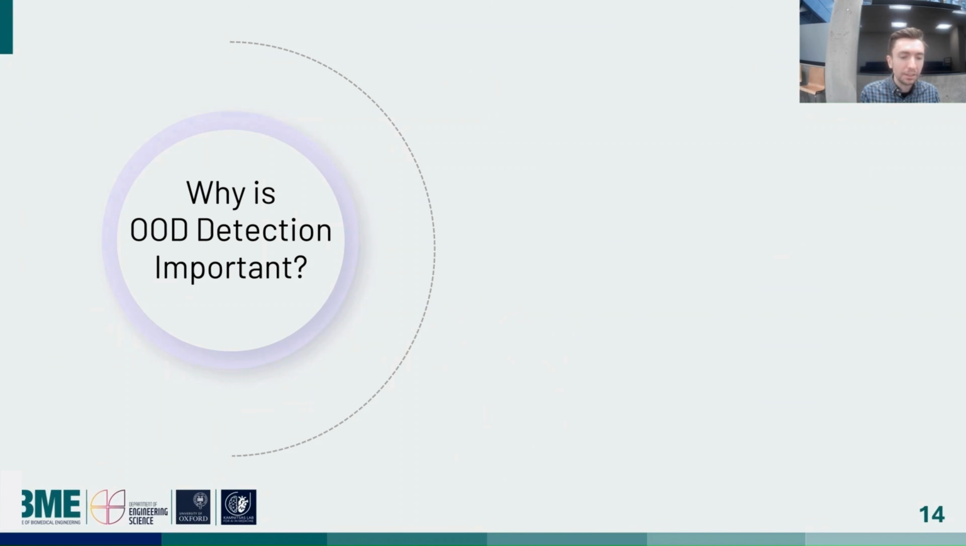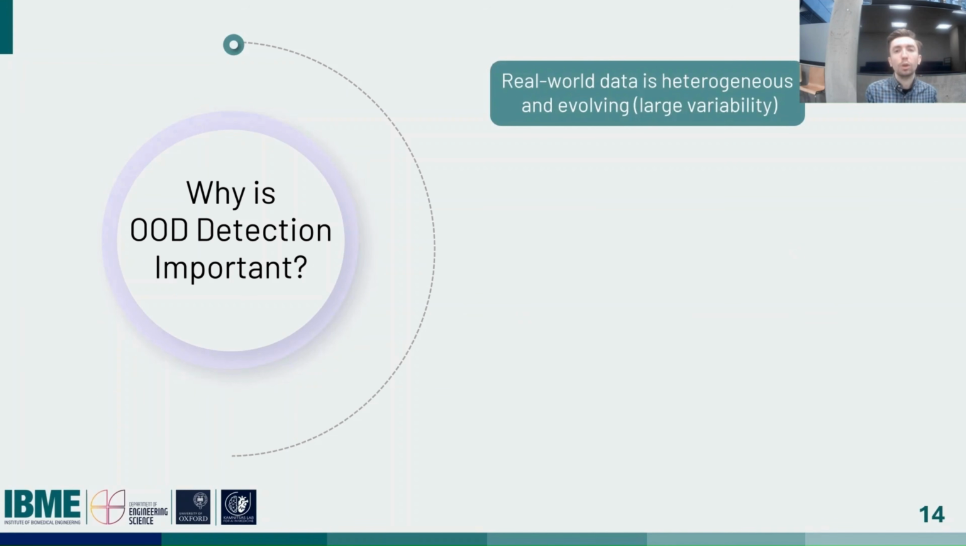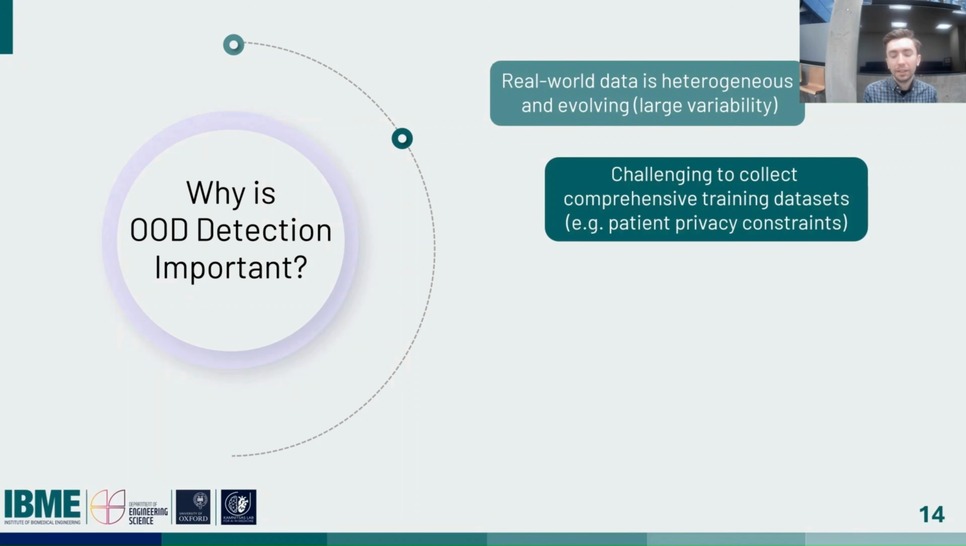So why is outer distribution detection important in medical image analysis? Well, real-world data is heterogeneous and evolving. In clinical settings, there can be large variety in patient demographics, in acquisition settings, in imaging hardware, etc. This is compounded by the problem that it's difficult to make comprehensive and large training datasets, particularly in medical image settings, due to concerns such as patient privacy constraints.